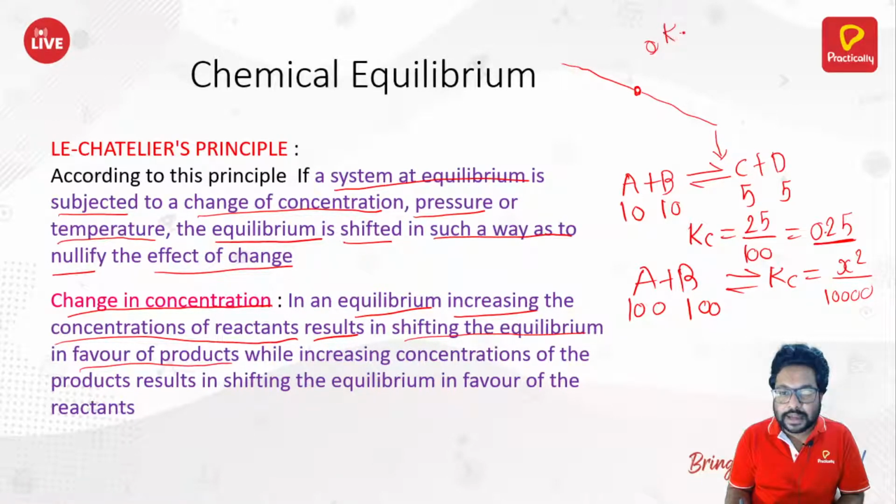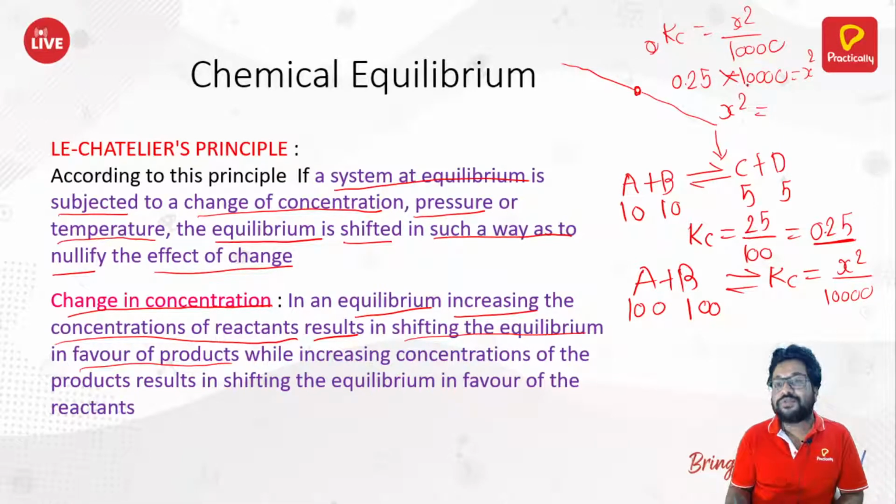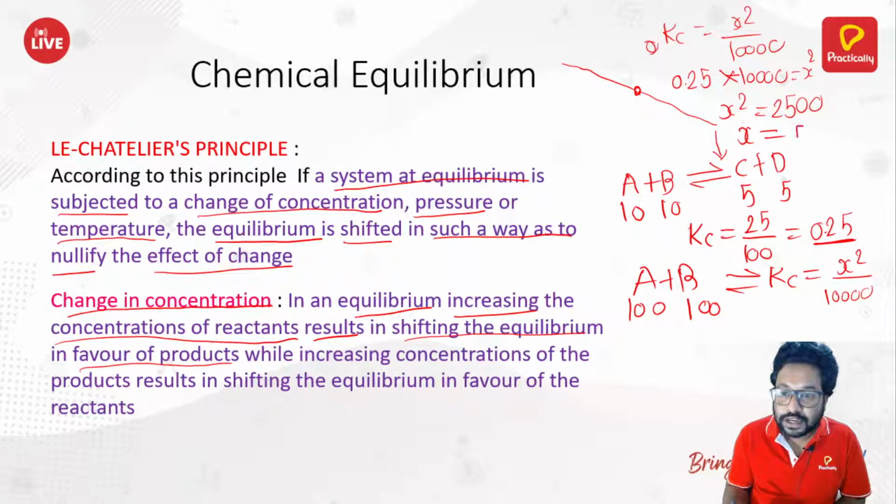We know the value of Kc, right? Kc is equal to x square upon 10,000. What is Kc? Kc is 0.25. So 0.25 into 10,000 is equal to x square. Therefore, x square is 2500. By taking the square root of 2500, it becomes 50.